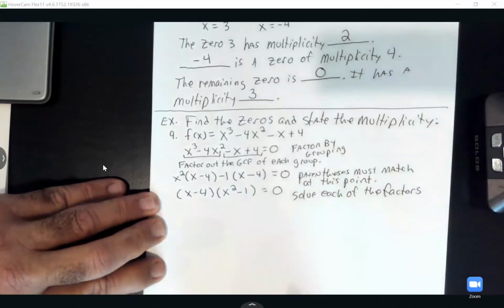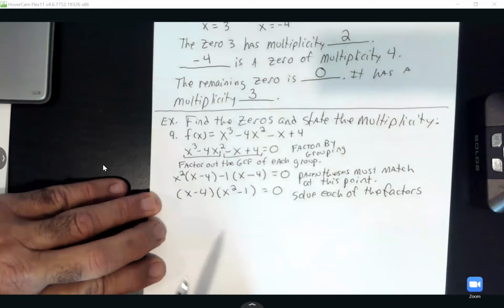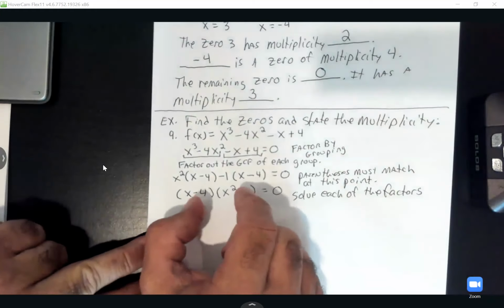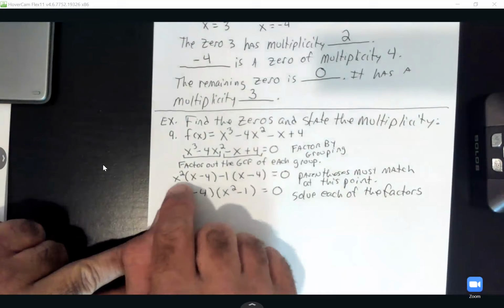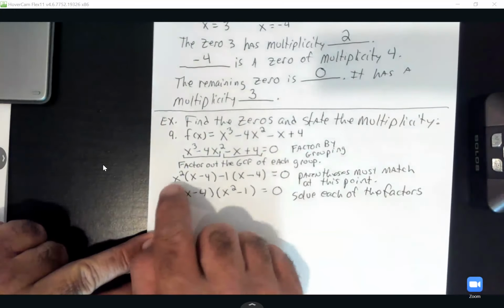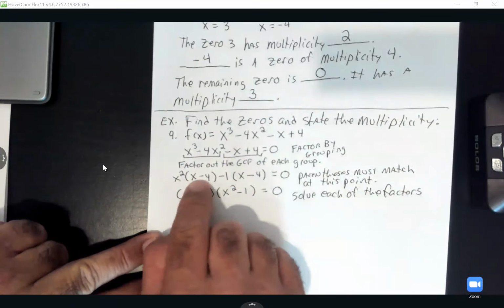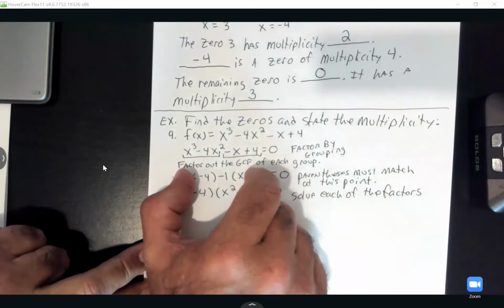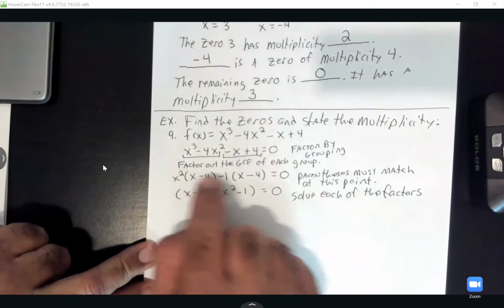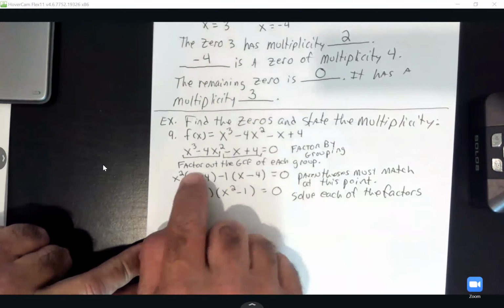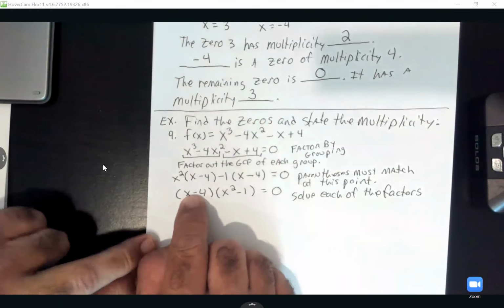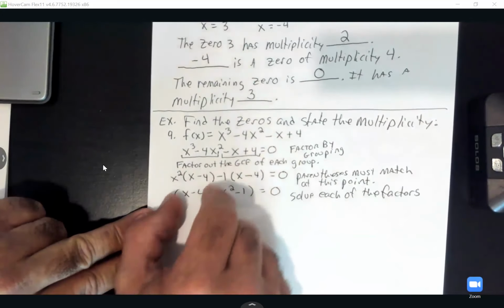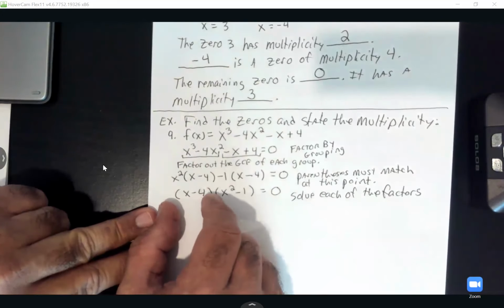Why did you only bring down one of the x minus 4s? Because if you think about it, if you consider this 2 different terms, x squared times x minus 4, and then the -1 times x minus 4, the greatest common factor of these 2 terms would be the x minus 4.